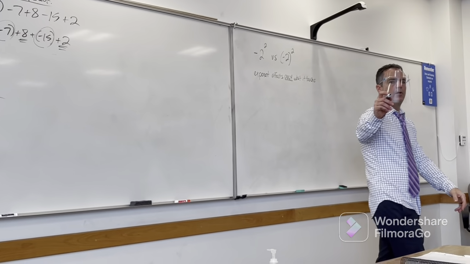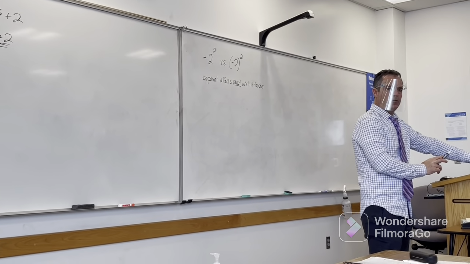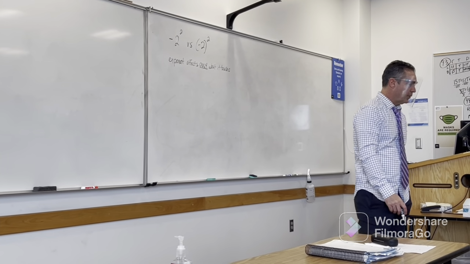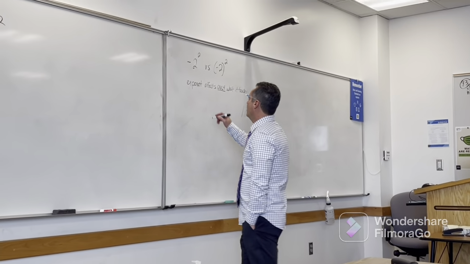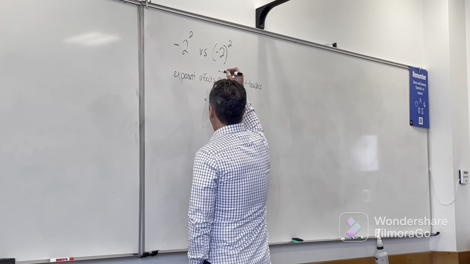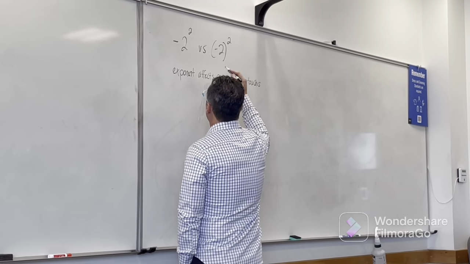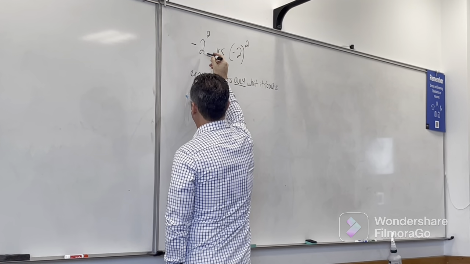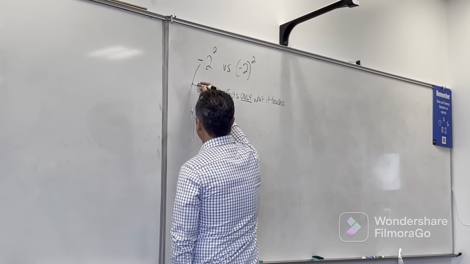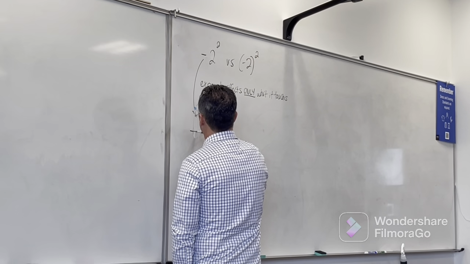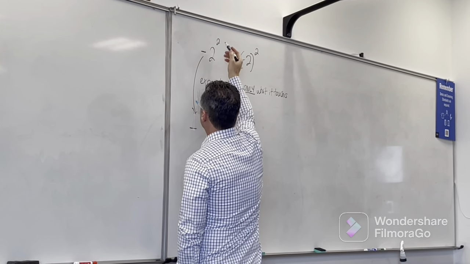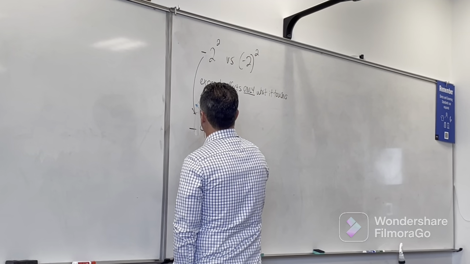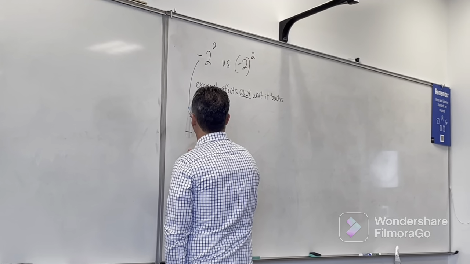If you need to come over here, you sure can. Okay. 2 squared versus negative 2 squared. Look up here, please. It's powerful. The exponent affects only what it touches. What is it touching in this problem? Touching the big 2. So what we're saying is the negative comes along for the ride. It's not being touched by this exponent. 2 squared is 2 times 2, which is 4. The answer to this problem is negative 4.